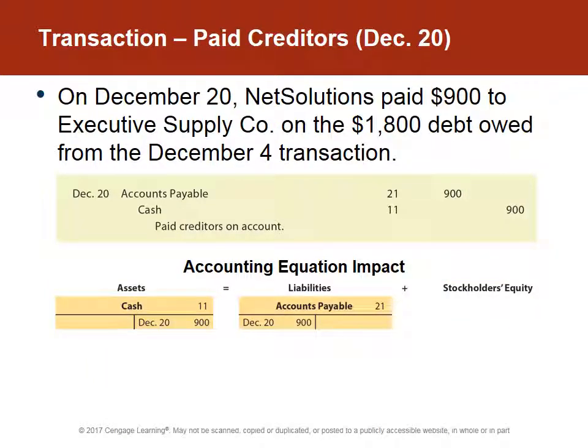Net Solutions decides to pay half of the money it owes for the purchase that it made previously. So it writes a check for $900 here, and the liabilities go down, cash goes down, and liabilities go down. And because cash is an asset with a normal debit balance, you credit to make it go down. Liabilities are normally increased by a credit, so you debit to decrease them.